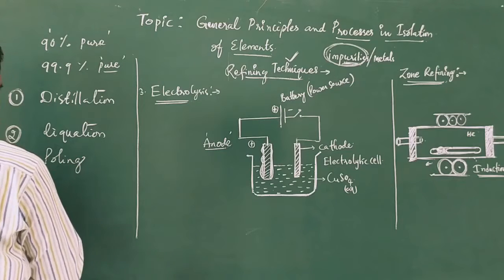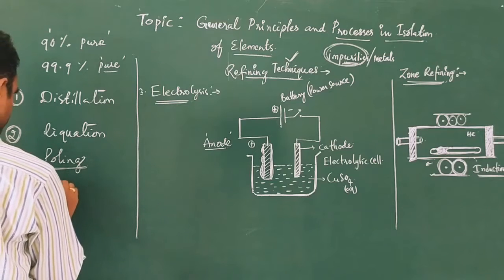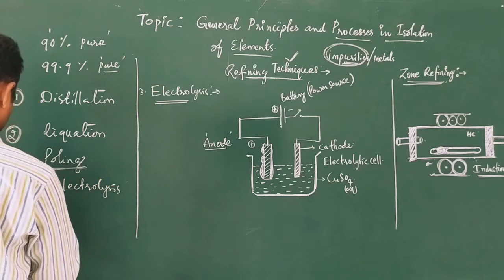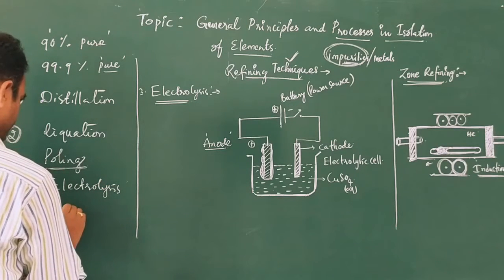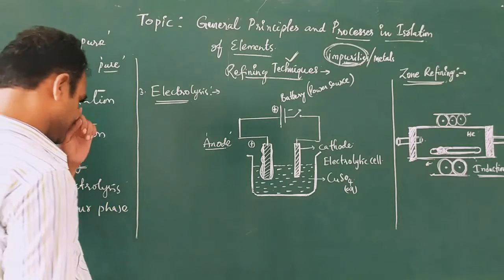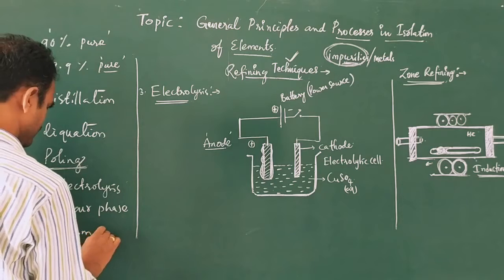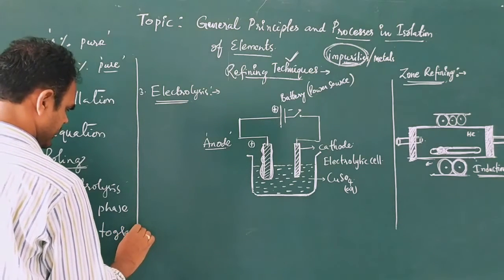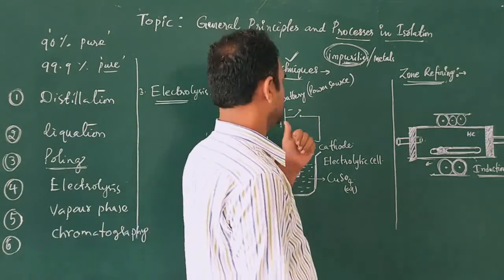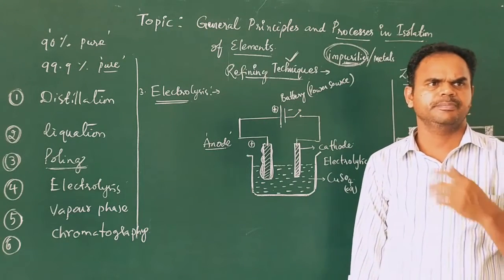I think polling is not given in the book, but we'll discuss it. The fourth method is the electrolysis method. The fifth one is the vapor phase refining technique, and the sixth one is the chromatography technique. So these are the methods that we are going to discuss as refining techniques in the metallurgical process.